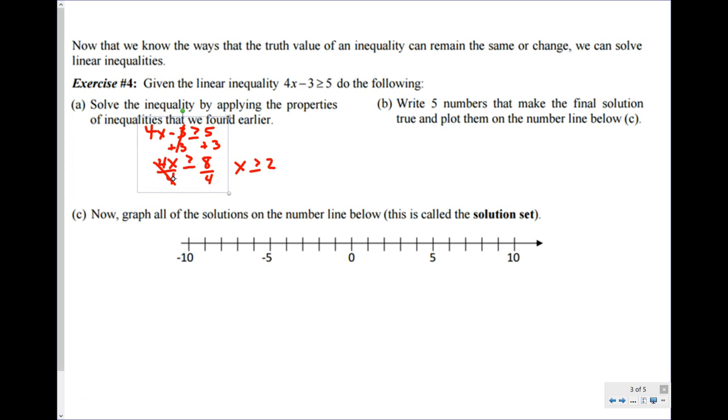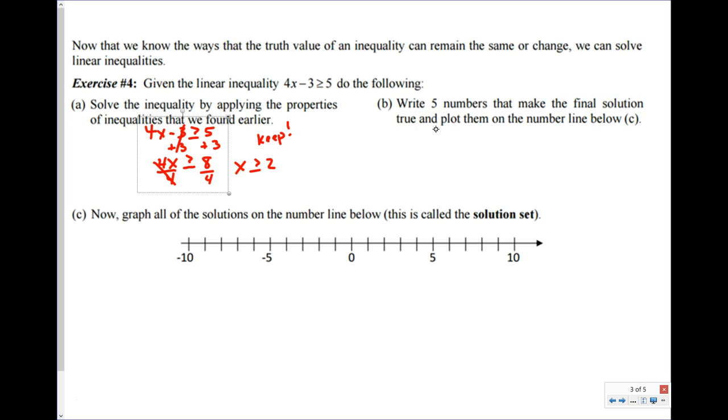I'm going to divide both sides by 4 to get my answer of x is greater than or equal to 2. Now, did I divide by a negative? No. 4 is positive, so I keep the inequality the way it is. I didn't have to divide by a negative, so I keep the inequality x is greater than or equal to 2. Okay? That's part A. I've solved it. Part B now says write 5 numbers that make the final solution true and plot them on a number line.